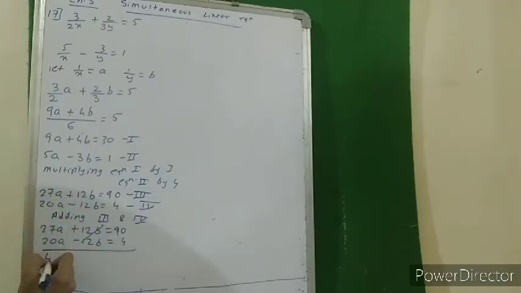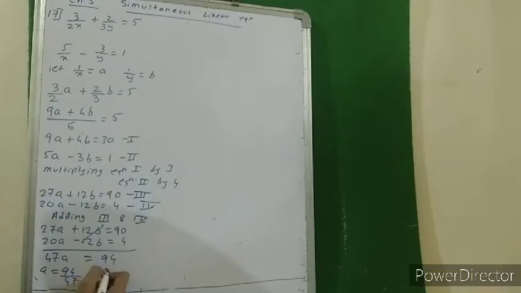27 plus 20 is 47a is equal to 94. So a is equal to 94 upon 47. See, a is equal to 94 upon 47. So the value of a is equal to 2. Okay, 94 upon 47, value of a is equal to 2.